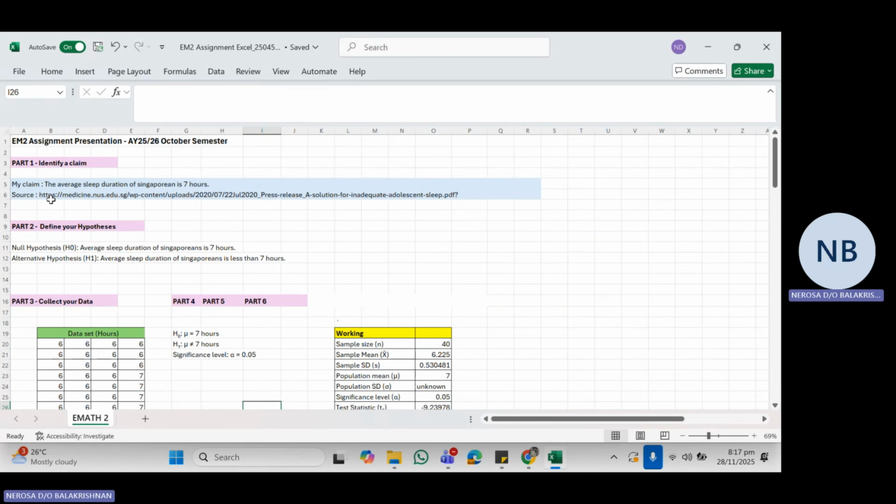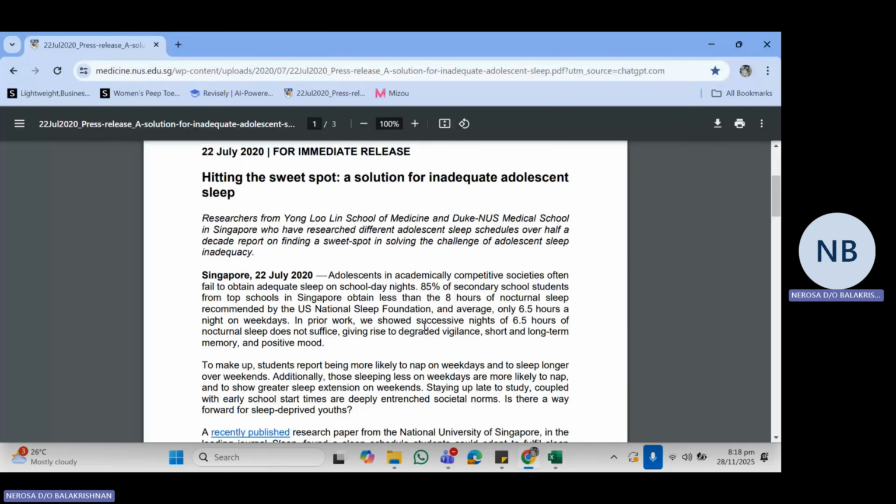The claim I selected is that the average sleep duration of Singaporeans is 7 hours. This claim comes from NUS research on sleep schedules of young Singaporeans published in 2020. The article states that Singaporeans sleep an average of 6.5 to 8 hours per night, and I chose to test the midpoint value of 7 hours.